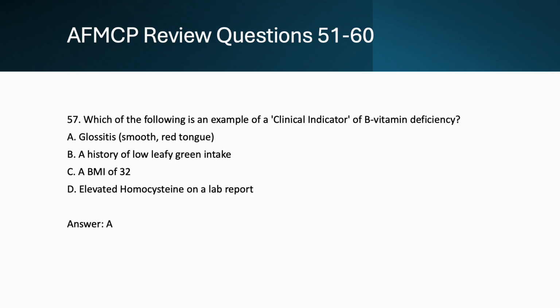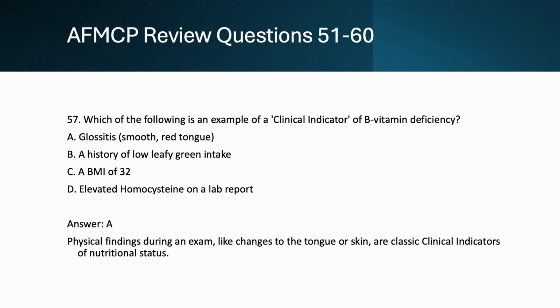And the correct answer is A, glossitis with a smooth and red tongue. So physical findings during an exam, like changes to the tongue or skin, are classic clinical indicators of nutritional status. B is incorrect because a history of low leafy green intake would fit into the diet history category. C is incorrect because BMI fits into the anthropometrics category. And D is incorrect because lab value fits into biomarker. So overall, the correct answer is A, glossitis with smooth and red tongue.